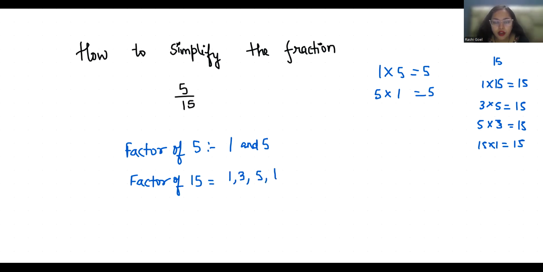So what are the common factors? 1 and 5. So the highest common factor is 5. So we will divide by the highest common factor to simplify it, or to write it in lowest form. So it is 1 by 3.